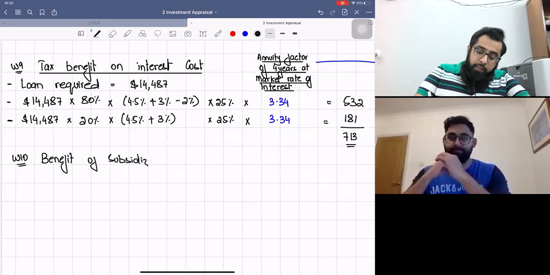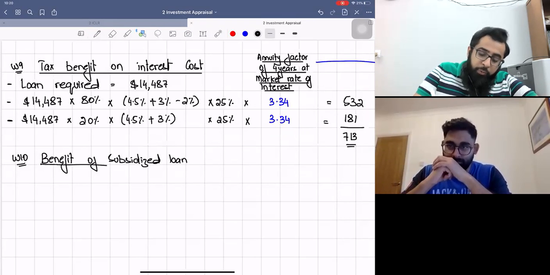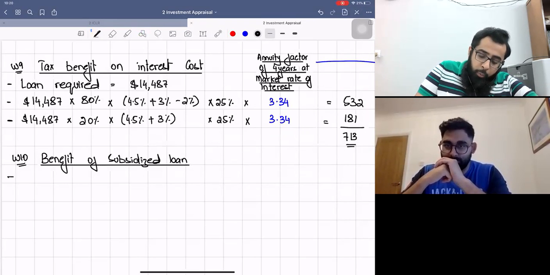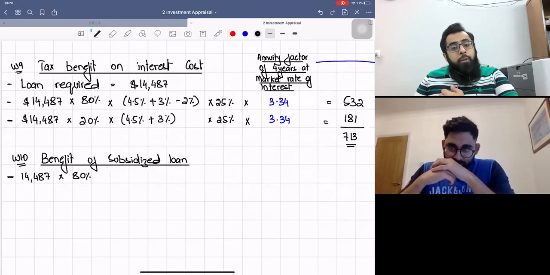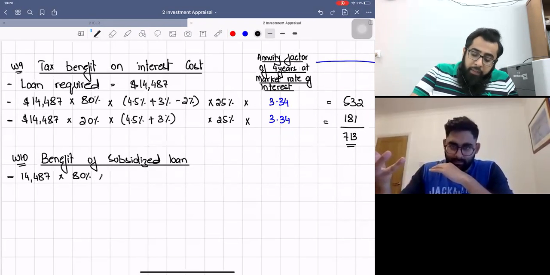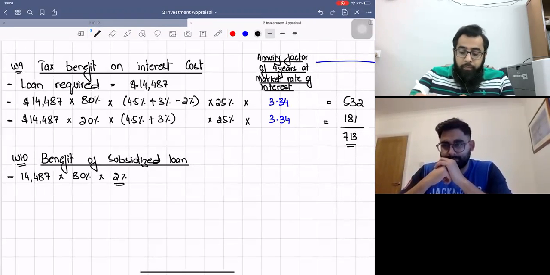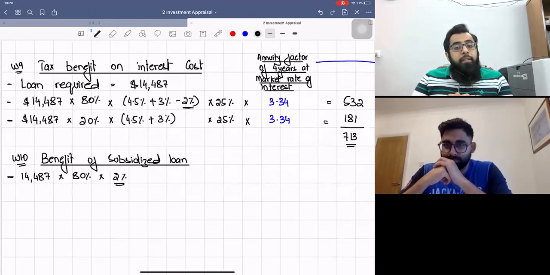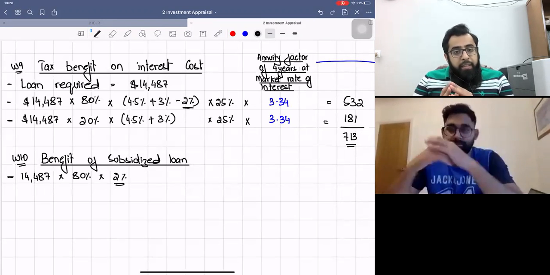Subsidized loan. So how will we calculate the benefit of the subsidized loan? Very simple. 14487. Now this is the amount of the subsidized loan. The government benefit rate is 2%. Why 2%? Because the government is giving it 2% below. So 2% is the benefit rate.